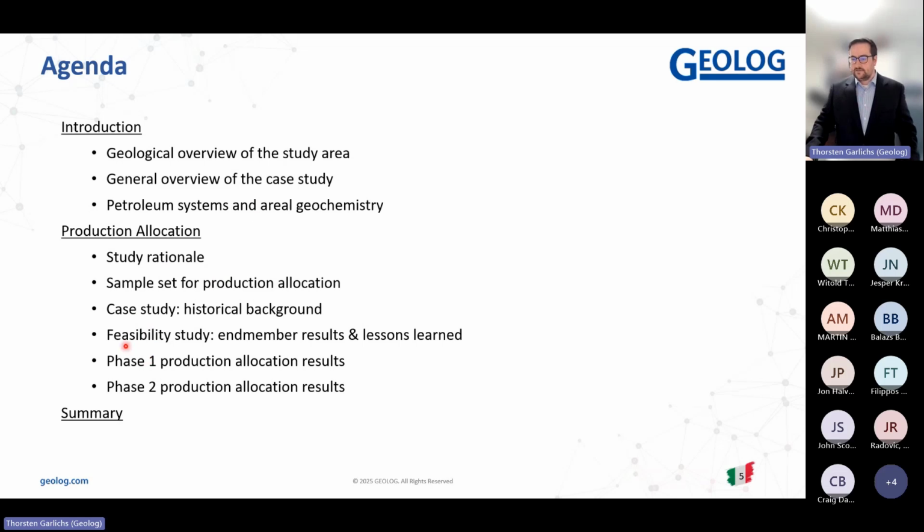This was the feasibility study. Here we analyzed end members. We will show the results and lessons learned, and then we started with phase 1 and phase 2 production allocation. And the presentation will end with a small summary.